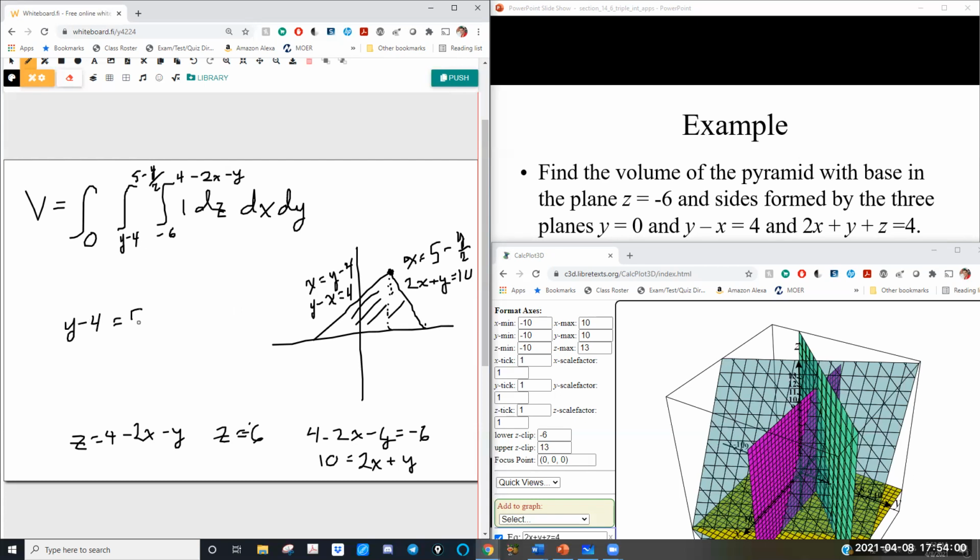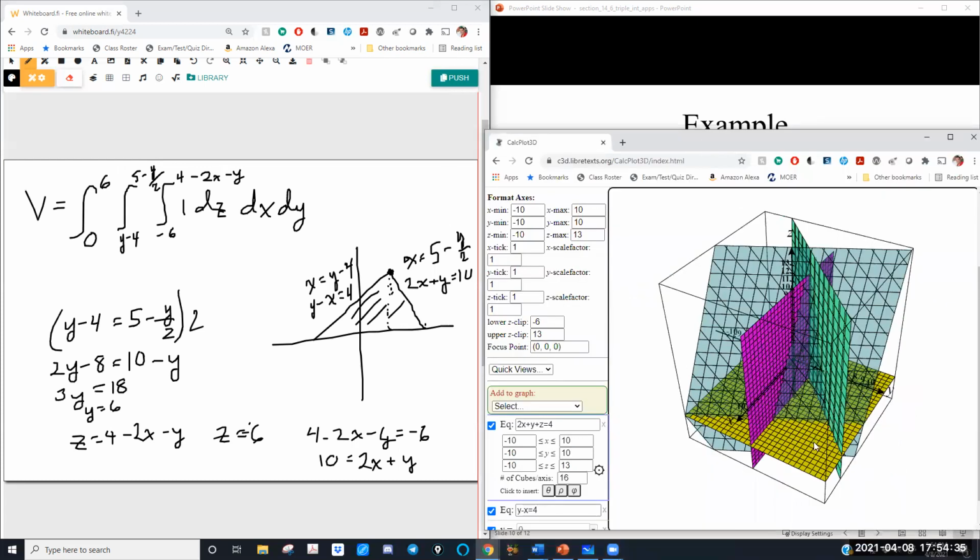So y minus 4 equals (5 minus y) over 2. All right. If you don't want to deal with fractions, just double everything. So for those of you guys who don't like fractions, just make it 2y minus 8 equals 10 minus y. It won't change anything. So we add the y over, we get 3y. We add the 8, we get 18. And that leads us to y equals 6. And there is our final limit. That will give us the volume of this 3D region.